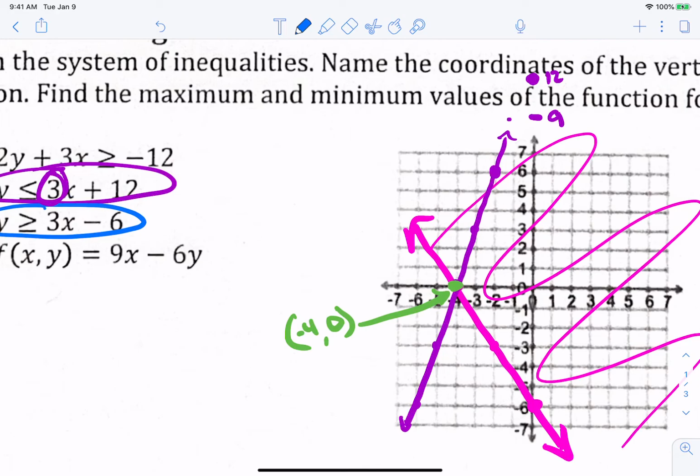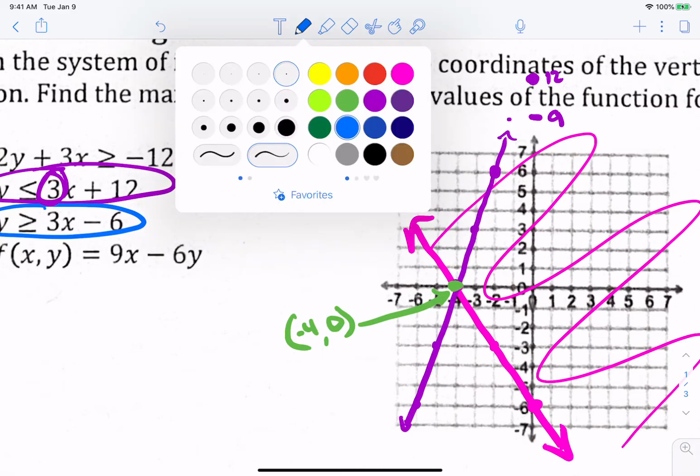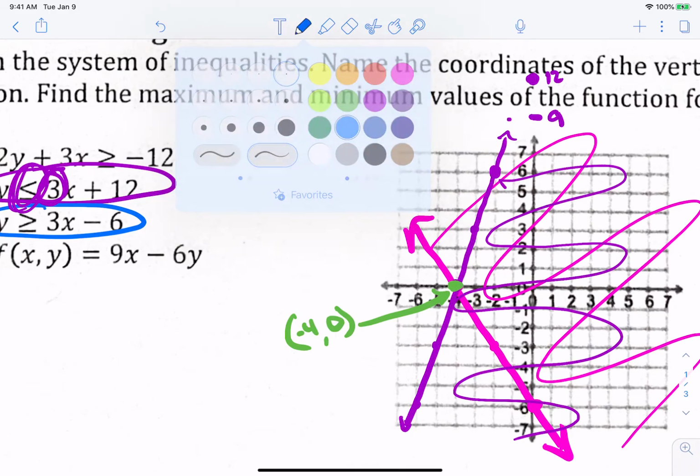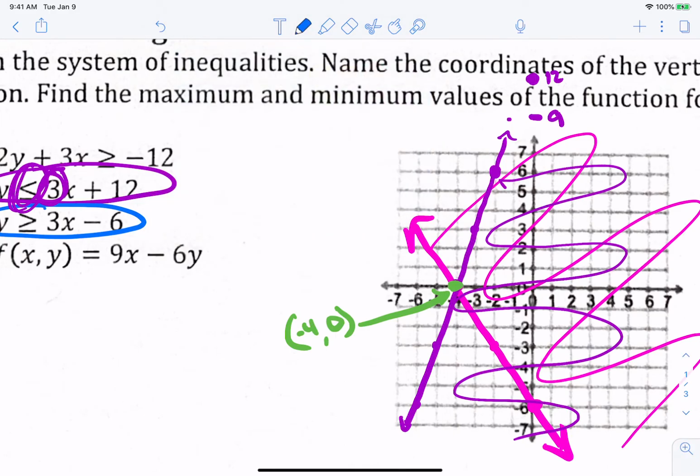Oh, I forgot. We need to shade. You're right. It goes left. Less than would be to the right. Okay. Last one that we have to do is 3x minus 6.